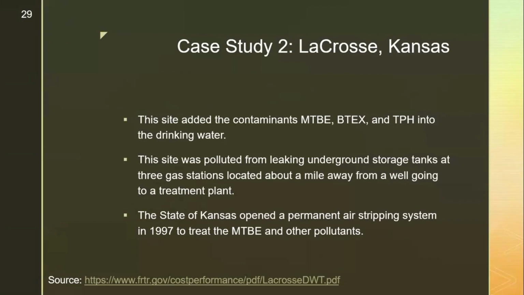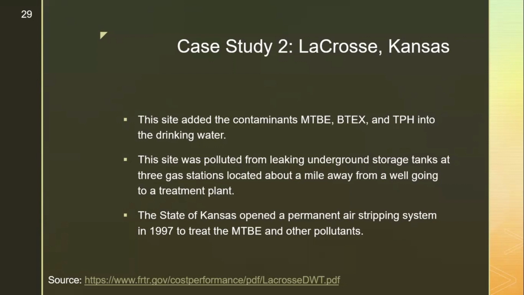The site became polluted from leaking underground storage tanks at 3 gas stations located about a mile away from the treatment plant. The state of Kansas opened a permanent air stripping system in 1997 to treat the MTBE and other pollutants. This system is still in place now. The system had a design flow rate of 480 gallons per minute, and MTBE had an influent concentration of up to 1,000 micrograms per liter.